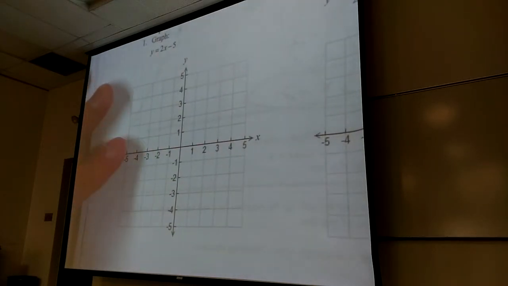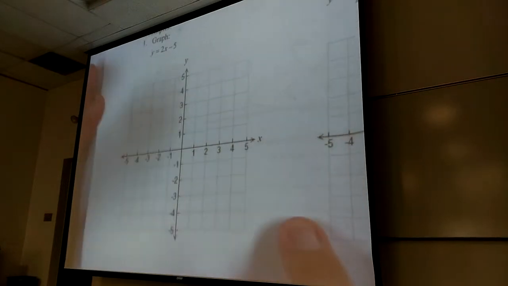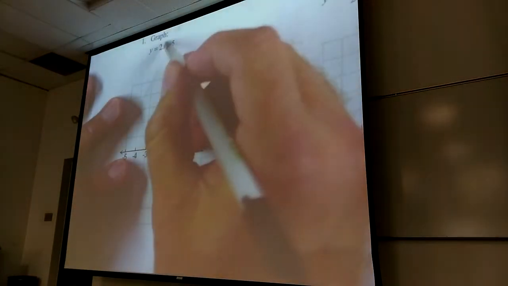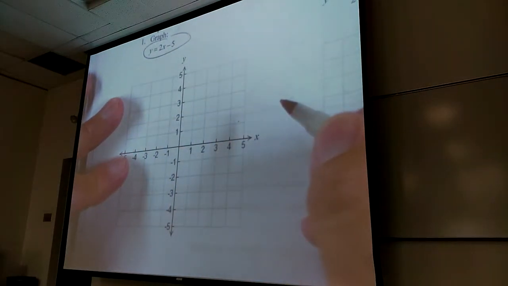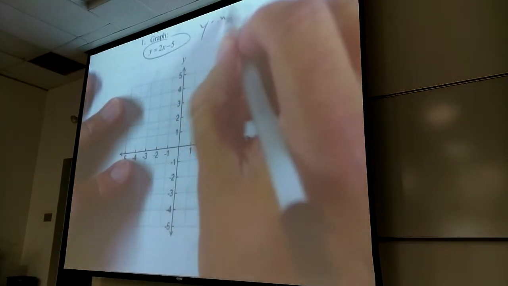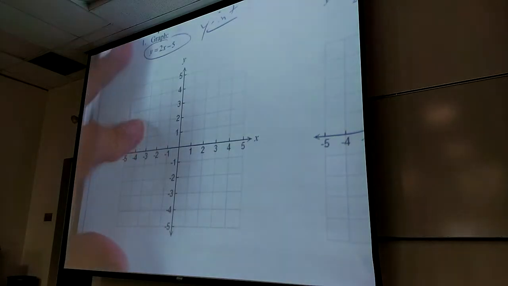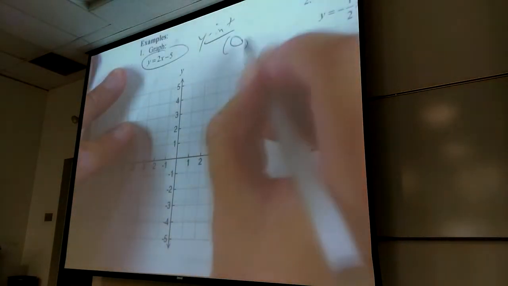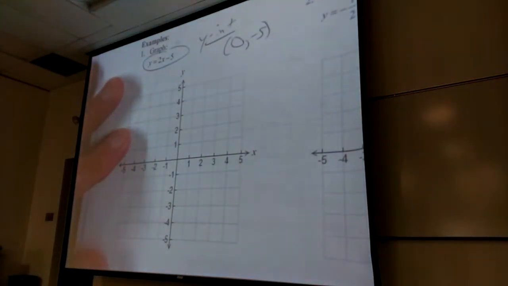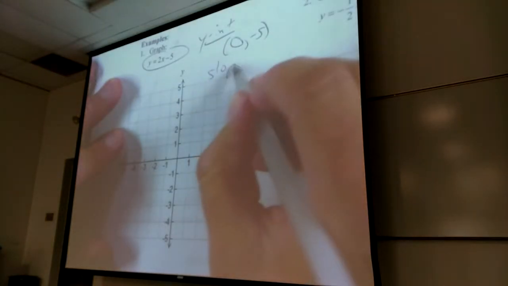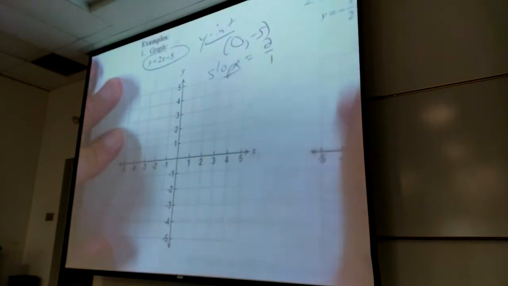All right. I think we already did one like this, didn't we? I can't remember. Maybe we did. If I want to graph this, what's the y-intercept? I don't have to make an xy table anymore. 0, negative 5. That's a good starting point. And the slope is 2 over 1. I love it.